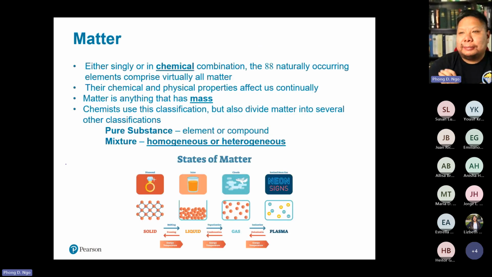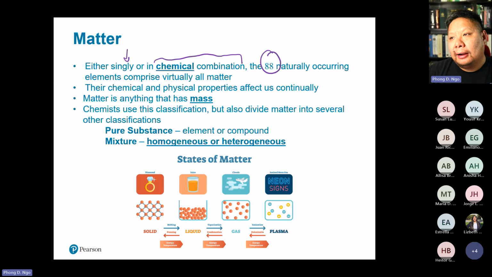All right, so what is matter then? Because remember, chemistry is the study of matter. So what is matter? Well, matter is anything that has mass and takes up space, and it can either be one compound or a combination of chemicals. And there are 88 naturally occurring elements that comprise virtually all of matter.